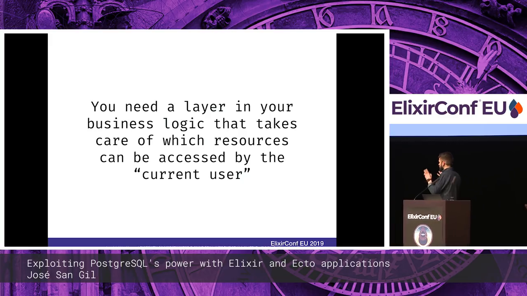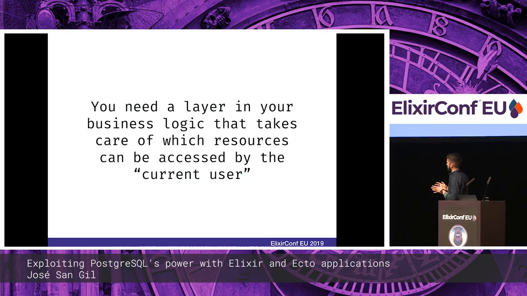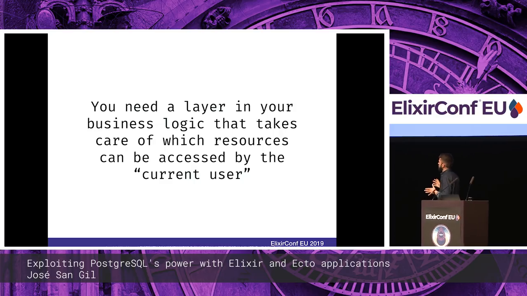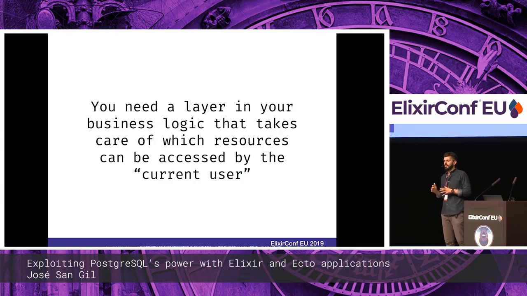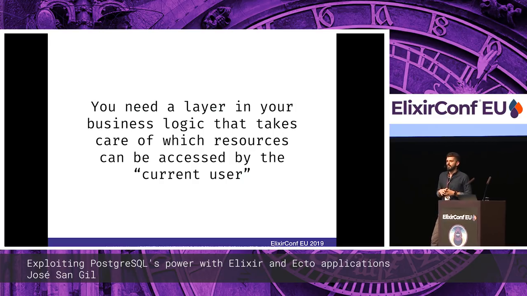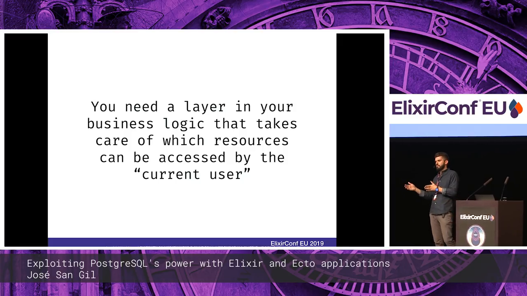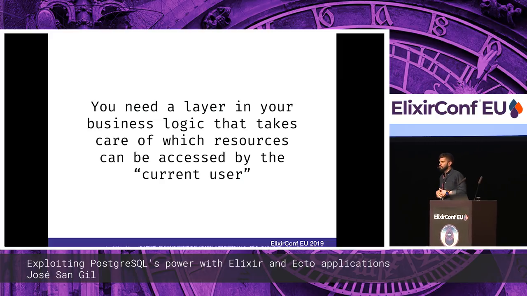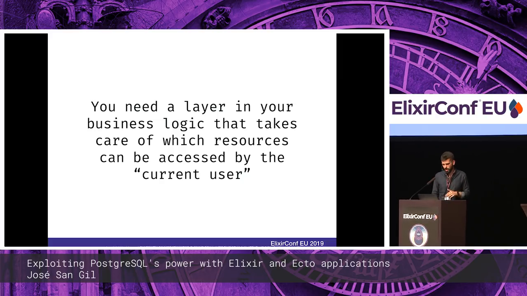So once you have this clear in mind that you have some kind of access management, you know that you need a layer in your business logic that takes care of which resources could be accessed by the current user. The current user could be a real human being interacting with your API or with a front-end application, or it could be another machine which is also consuming your API or any way of communication you have in your application.